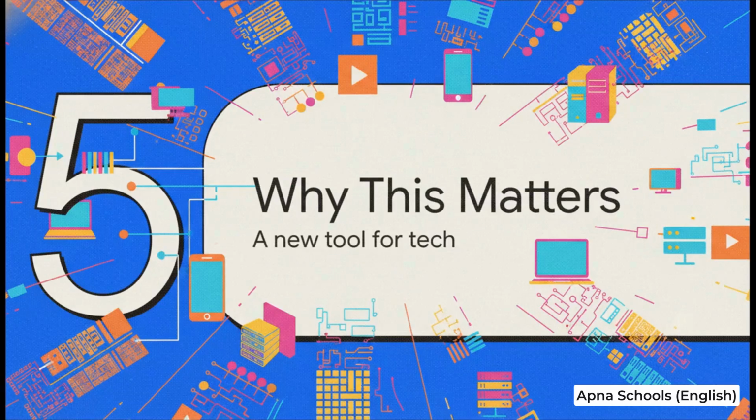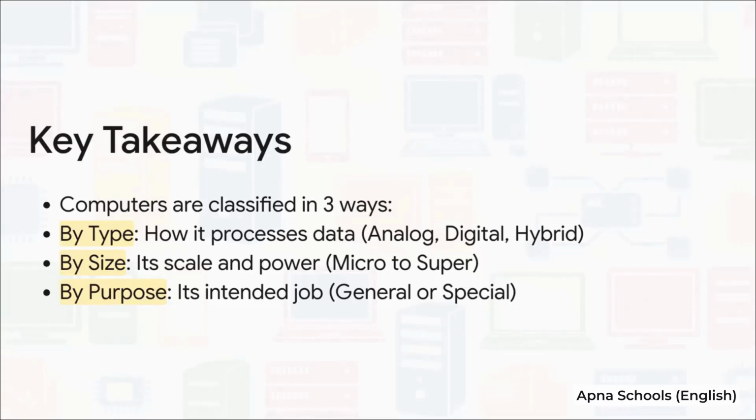So after all that, you might be asking, okay, why does any of this matter? Well, because knowing these classifications isn't just a fun fact. It's like having a new tool, a mental framework that helps you make sense of every piece of technology you see around you. So here's the big takeaway. You can pretty much understand any computer by asking three simple questions. How does it think? How big is it? And what's its job? With this framework of type, size, and purpose, you now have the keys to classify just about any tech you come across.